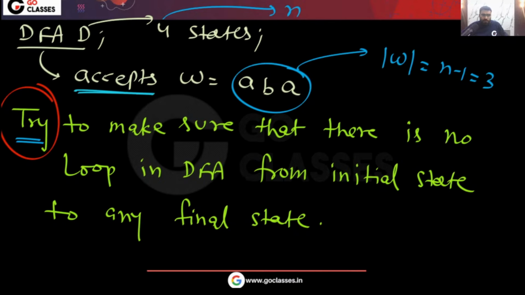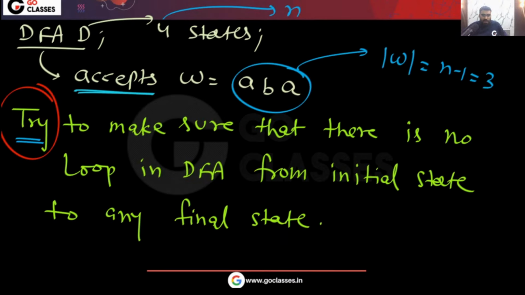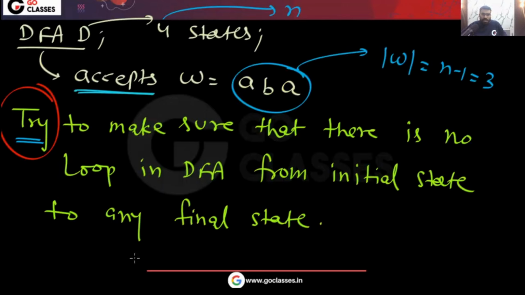Okay, so if I want to do this, then what will I have to do? I want to do this. This is your string: A, B, A. You will start in the initial state. Now remember, this string is accepted. Please understand, this string is accepted.